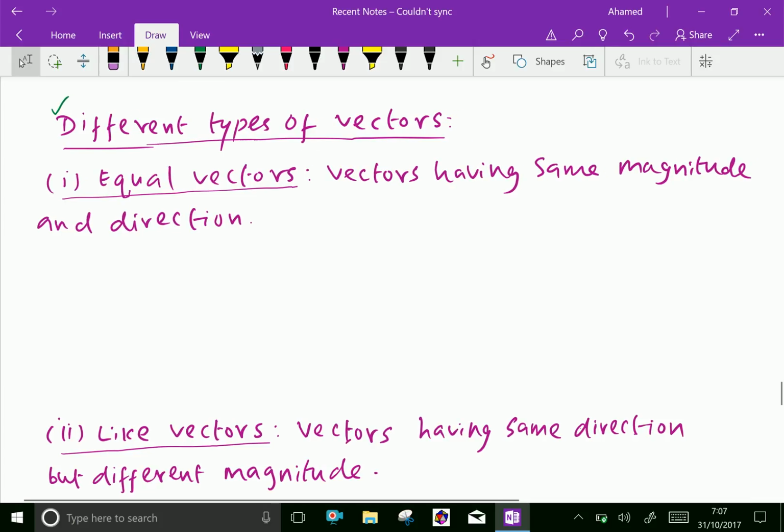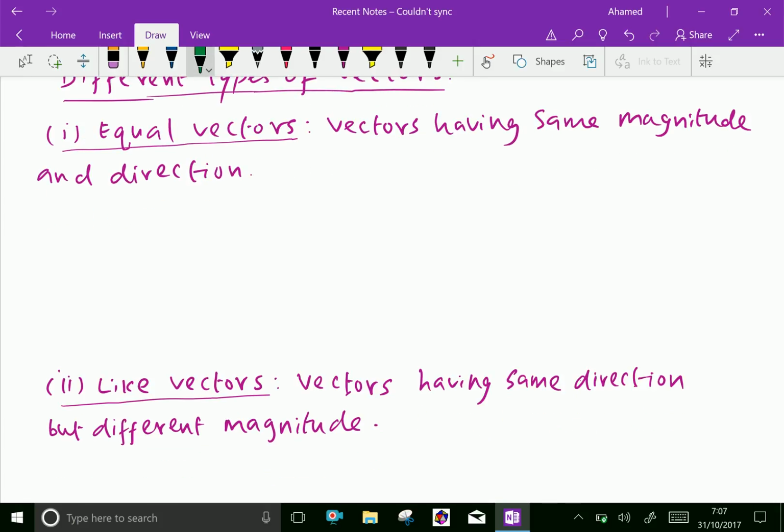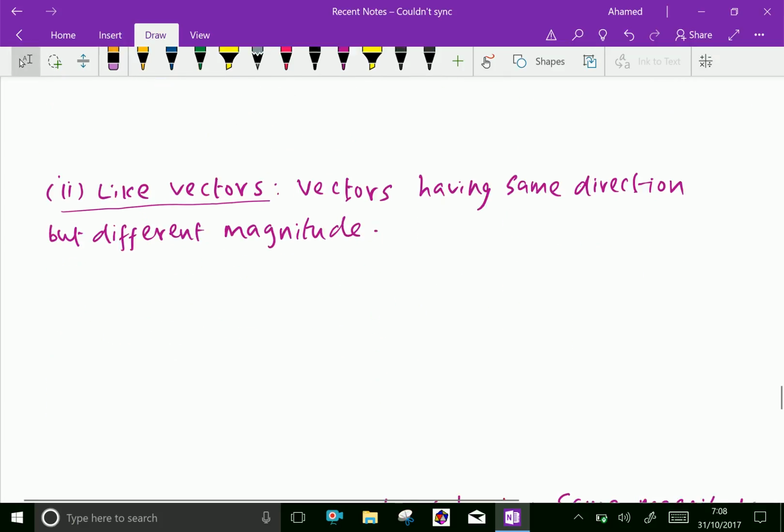Now we'll consider vector quantities in detail. Different types of vectors. Equal vectors: vectors having the same magnitude and the same direction. Suppose consider this line and another line, parallel, and the length of both lines is the same, as well as the direction, exactly the same. So we can say these are equal vectors. Equal vectors should have the same quantity as well as the same direction.